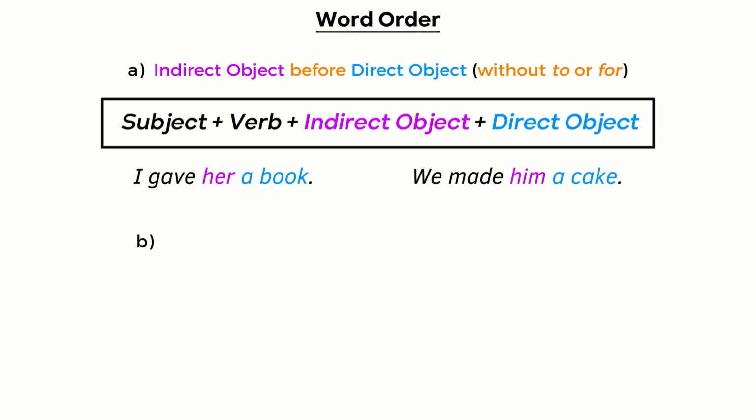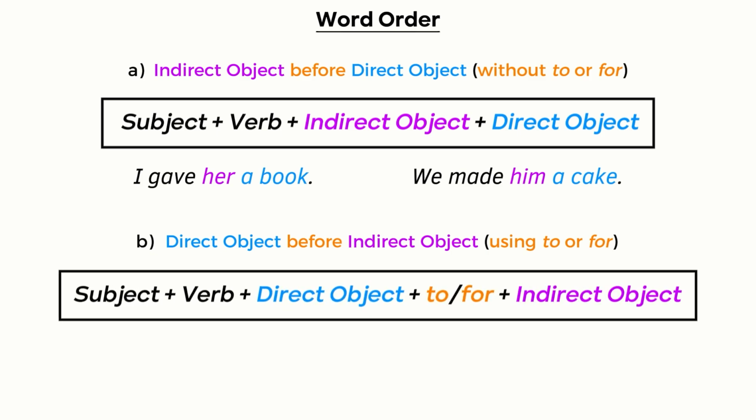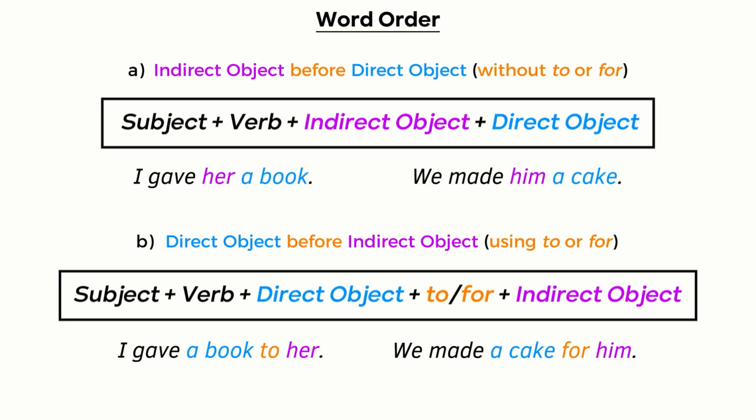B. Direct object before indirect object, using to or for. Subject plus verb plus direct object plus to or for plus indirect object. I gave a book to her. We made a cake for him.